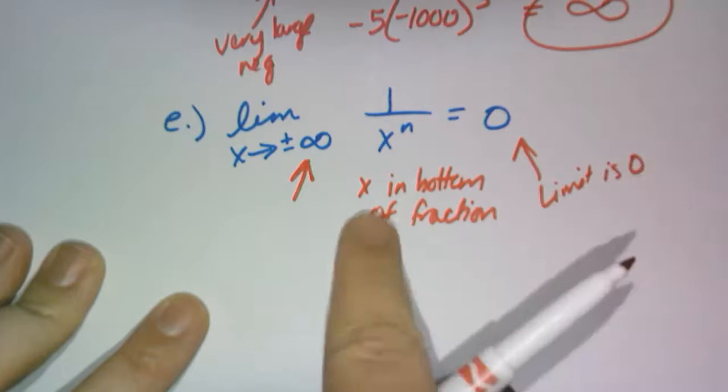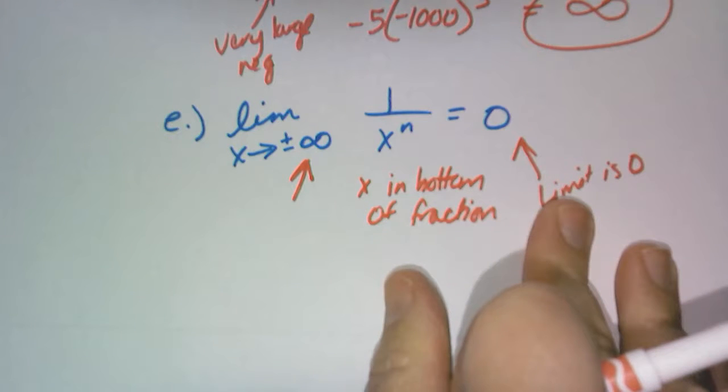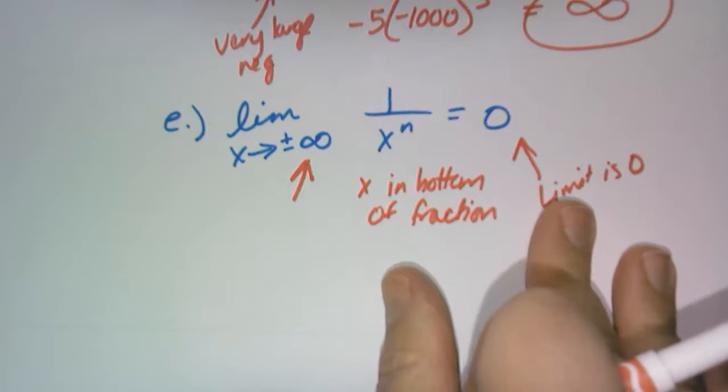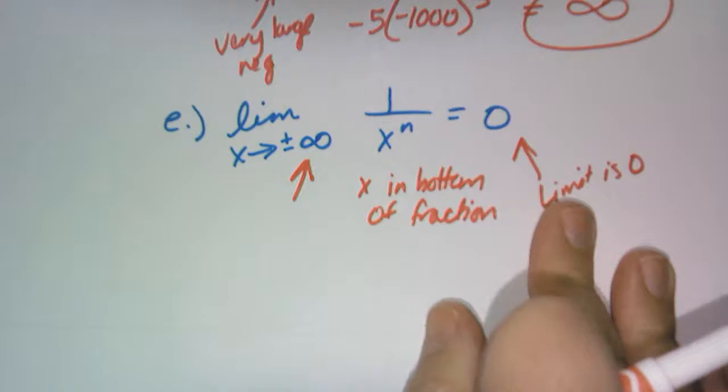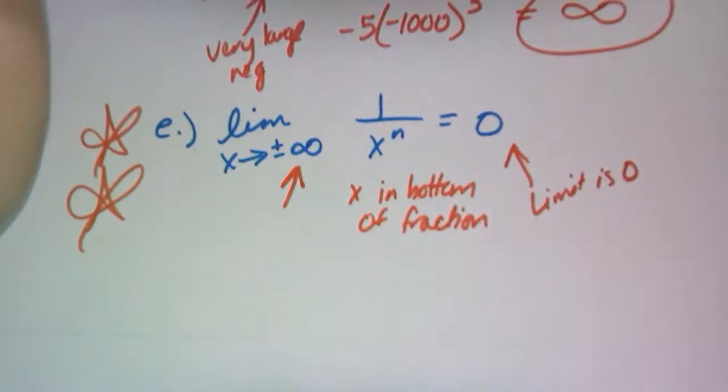Why is that the case? Well, think about it. If I had 1 divided by 1,000,000, isn't that really, really tiny? Isn't that close to 0? What's 1 divided by 1,000,000,000? Still really, really close to 0. All right. We're going to use this right now and do our last examples.